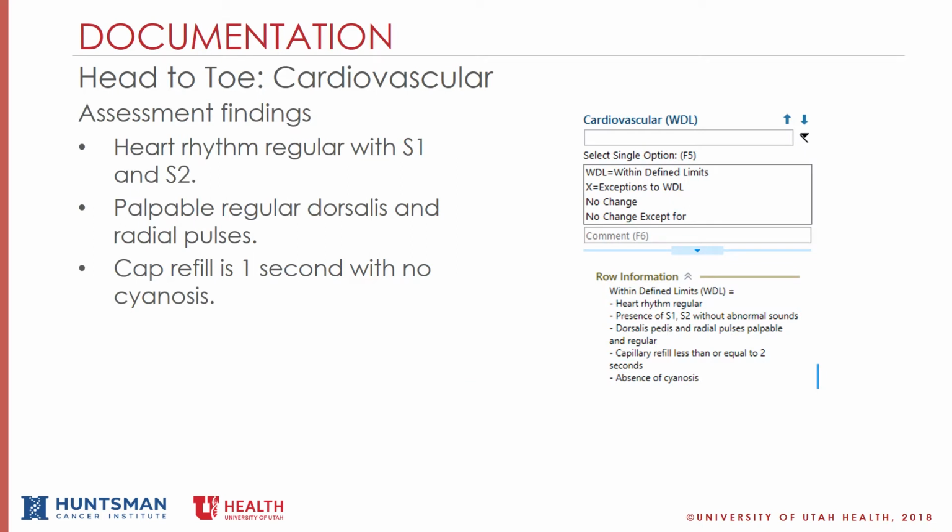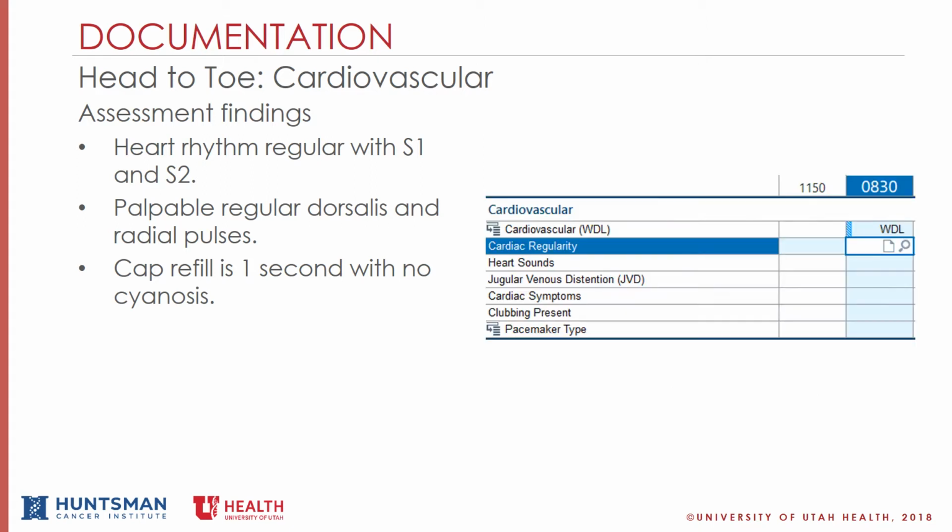Next, let's review the cardiovascular section. Your patient's assessment findings: their heart rhythm is regular with S1 and S2. They have palpable and regular dorsalis and radial pulses, and they have a cap refill of less than 1 second. Does this patient meet the within defined limits definition? Yes, this patient is within defined limits. As you can see, we only need to chart WDL because the patient met the definition of the WDL.